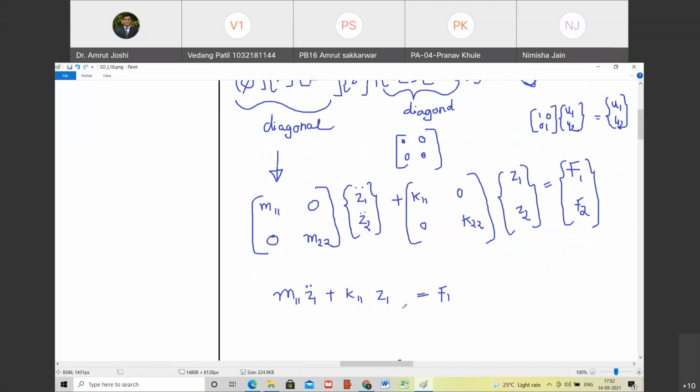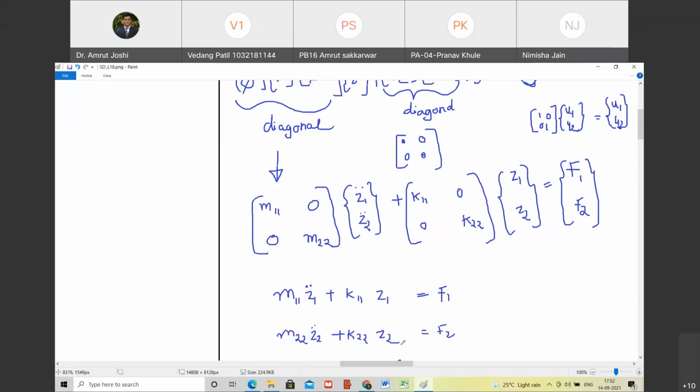Done? Does this equation have Z2 in it? No. So is it as if a single degree of freedom system? Can I give its solution? Yes, I have a solution for this. Look at the second equation, what is it? 0 into Z1 double dot plus m22 into Z2 double dot plus 0 into Z1 plus k22 into Z2. Are you with me? Is equal to F2.